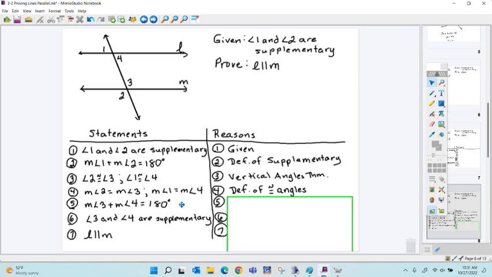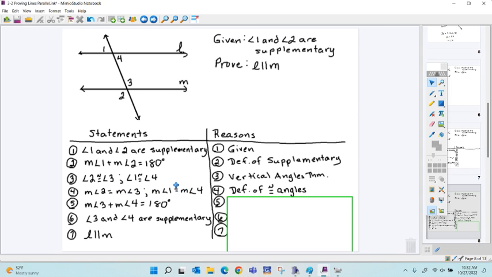It's because if 1 and 2 are supplementary and equal 180, and 1 and 4 are equal, and 2 and 3 are equal, then that makes 4 and 3 supplementary. So 4 and 3 are supplementary because you took out the 1 and 2, right? And you replaced them with 3 and 4. Yeah, because they're equal.